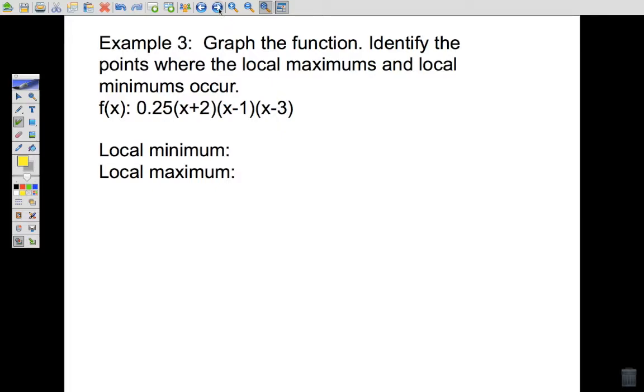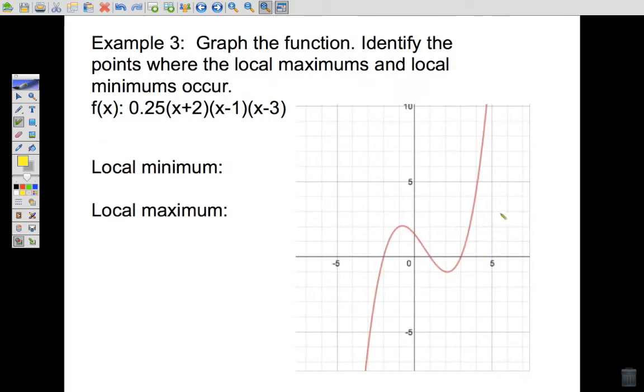When you hit your graph button, your graph should look something similar to this one. You can see there are 2 turning points. Just as if we had multiplied this out, we would have had an x cubed, just as our degree would tell us. How do we identify what that ordered pair is? We're going to use our calculator. There's a feature on our calculator that will calculate an ordered pair for us that is the minimum and that is the maximum point.